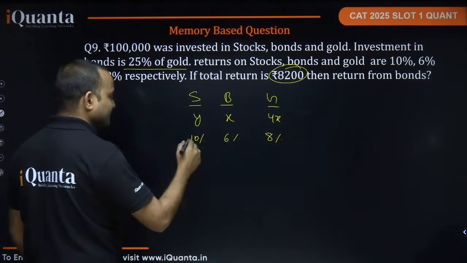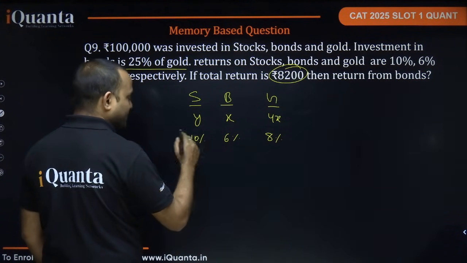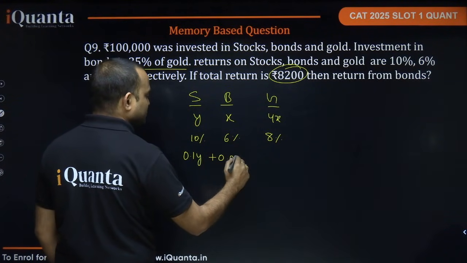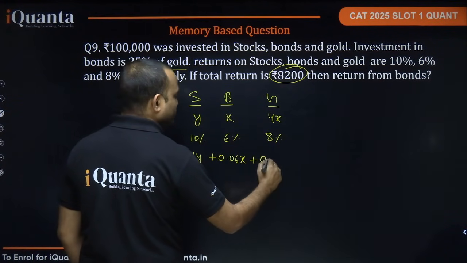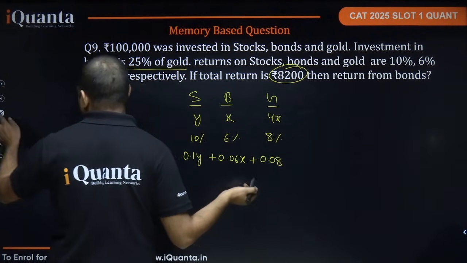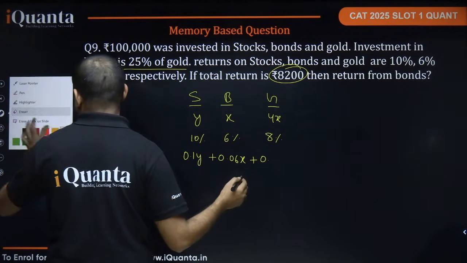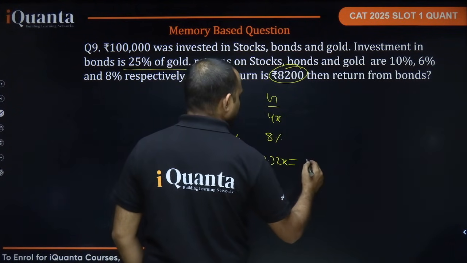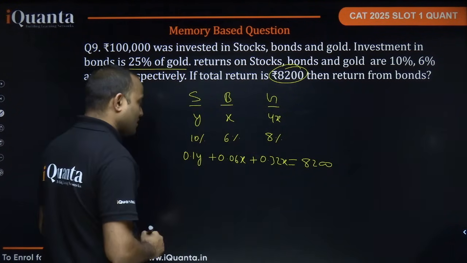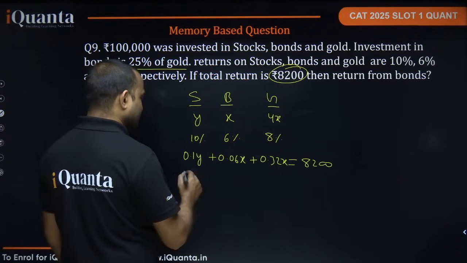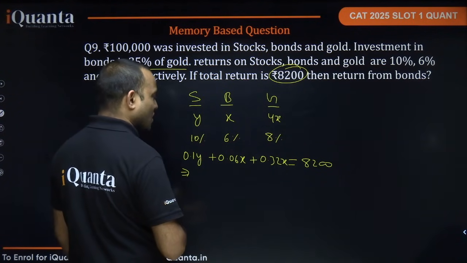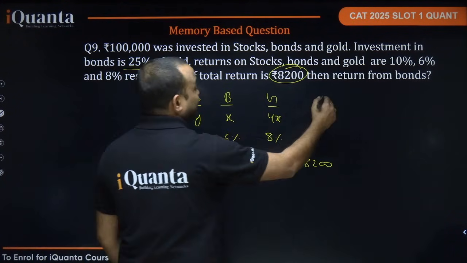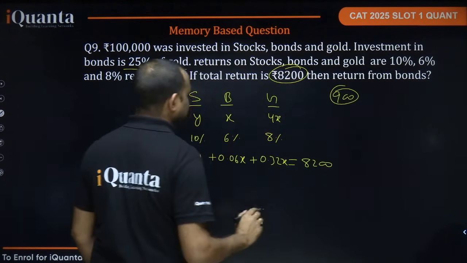So what we can say is 0.1y plus 0.06x plus 0.08 into 4x. So this will become 0.32x. 0.32x is equal to 8200, correct? Or can we simplify this? We can multiply it by 10, or what we can do? Although I remember the answer was 900 rupees. Okay, we just need to solve this.